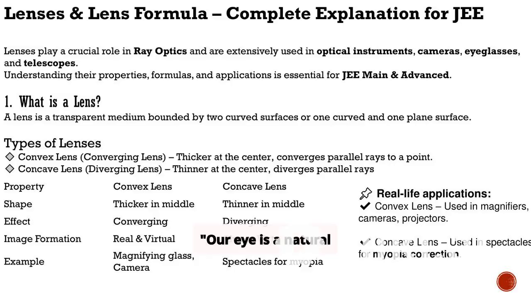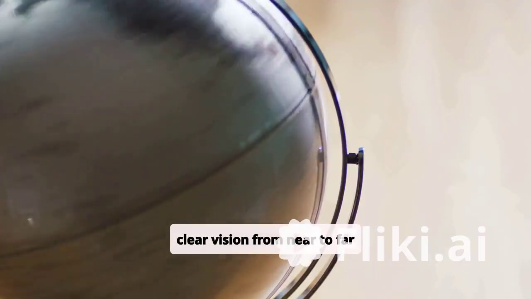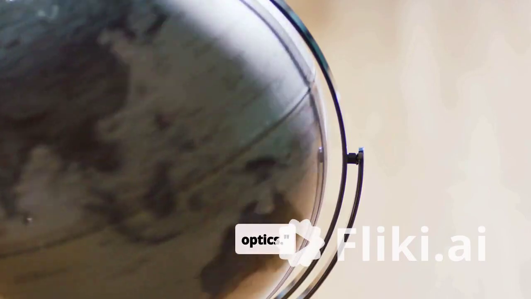Our eye is a natural convex lens. Its accommodation adjusts the focal length to focus on objects at varying distances. This adaptability allows clear vision from near to far points, a concept directly tied to lens use in optics.